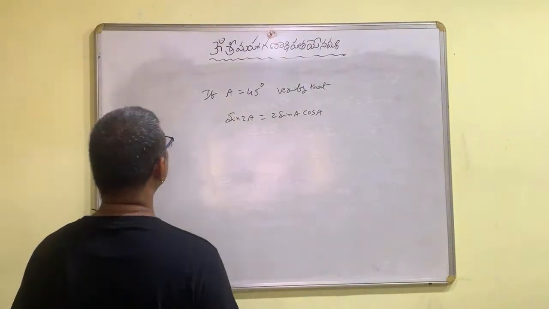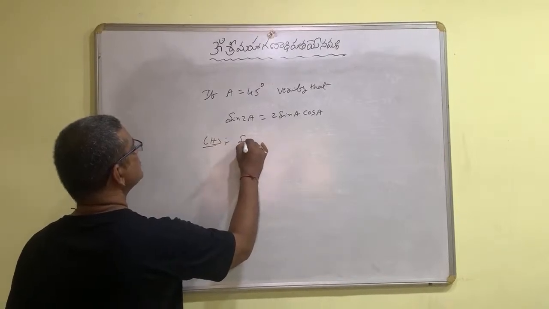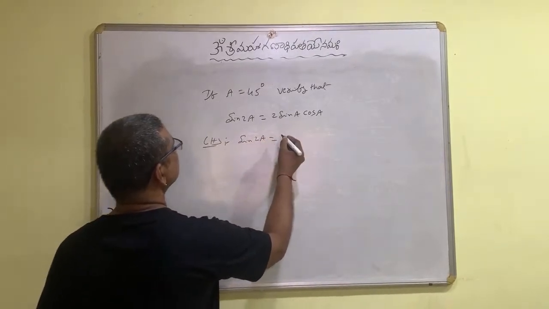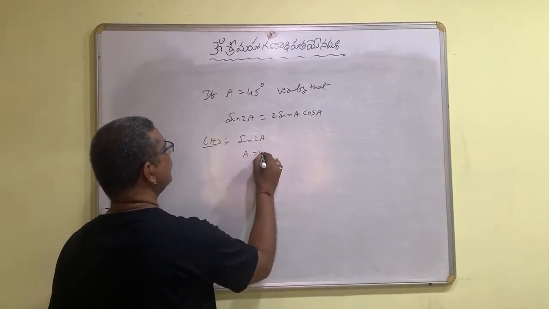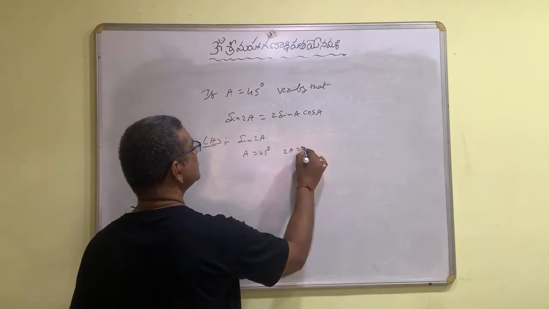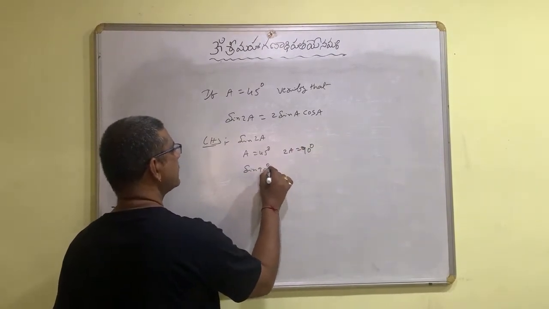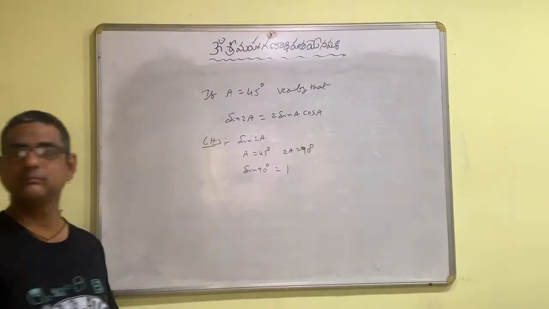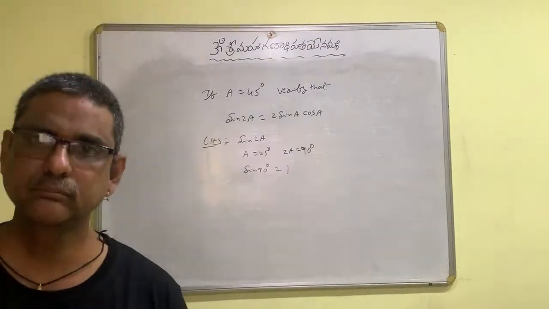So LHS, sin 2A. A is 45 degrees, so 2A is 90 degrees. So sin 90 is 1. Sin 90 is 1. Okay?